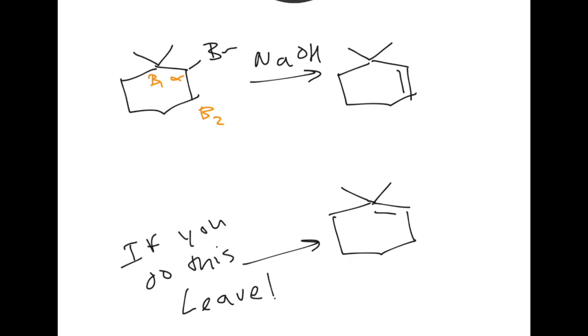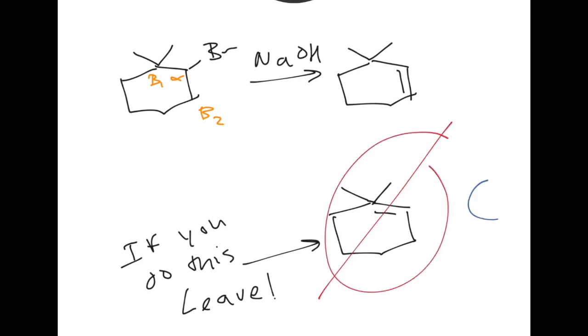So that's another thing. If you go to make your double bond to beta 1, the product looks real dumb, and you should be like, oh yeah, I can't do that.